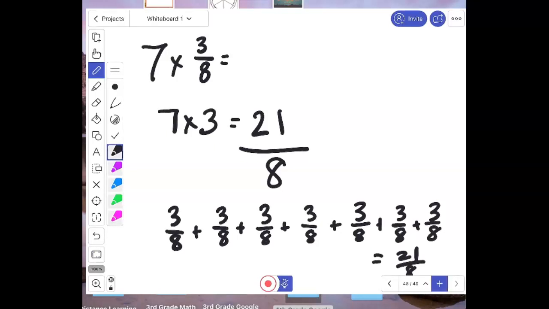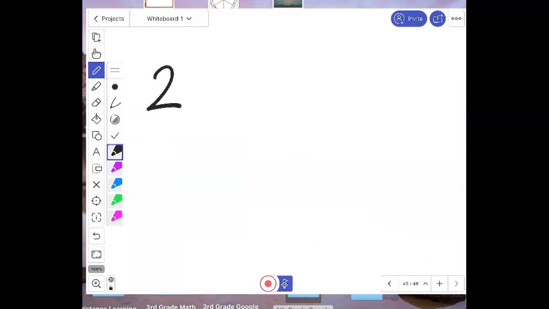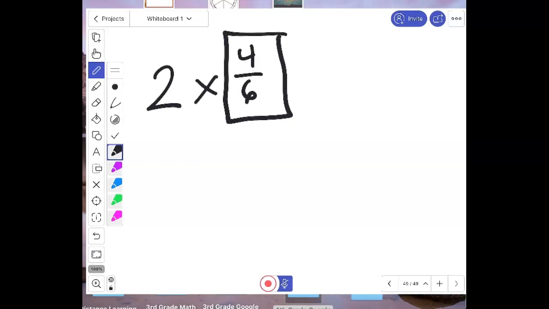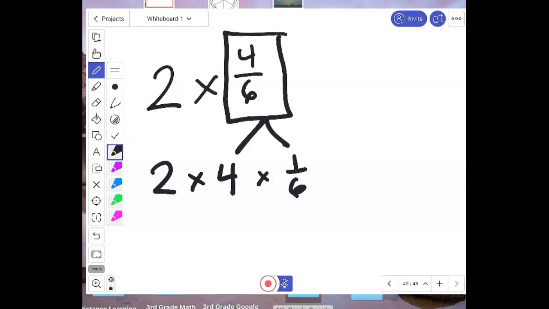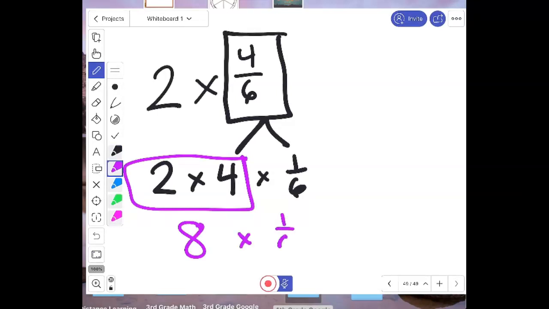Let me show you something else. Let's say I have 2 times 4 sixths. I could decompose this like I did in part 1 of this lesson, as 4 times 1/6. So really what I have is 2 times 4 times 1/6. So I put these together first. That's 8 times 1/6, which is 8/6. That's why that strategy of multiplying the whole number by the numerator works.